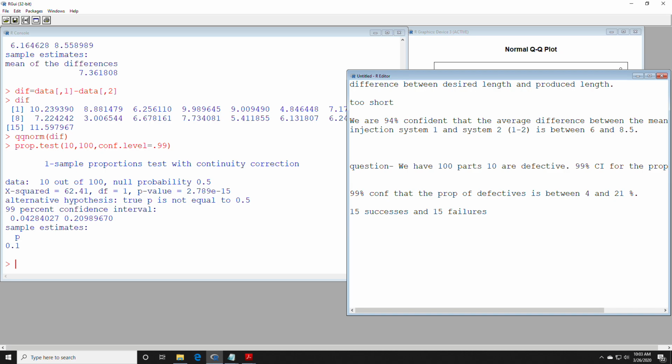Okay. So if we had a question where the proportion of defects has to be 10% or lower, we want a 10% or lower defect rate. Our conclusion based on our confidence interval is that we don't have enough evidence, right? Our confidence interval is from 4% to 21%, which includes 10%. So we do not have evidence that there are more than 10% defectives, and we also don't have evidence that there are less than 10% defectives, okay? So inconclusive.